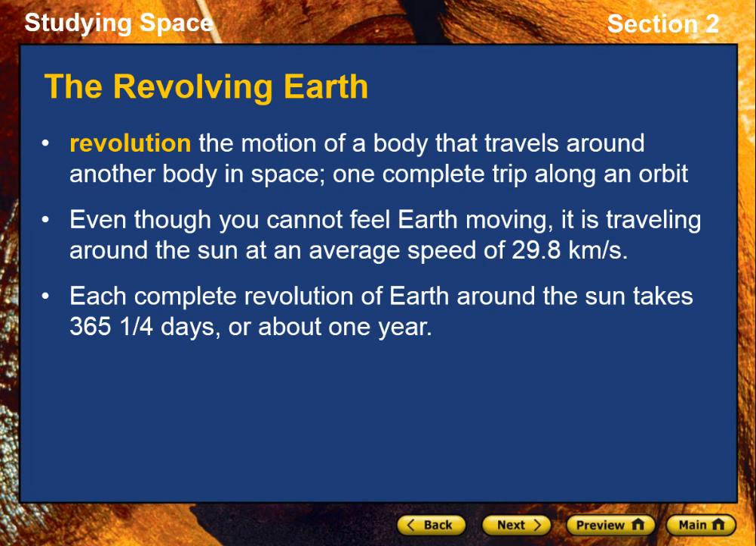The revolving Earth. As Earth spins on its axis, Earth also revolves around the Sun. Even though you cannot feel Earth moving, it is traveling around the Sun at an average speed of 29.8 kilometers per second. The motion of a body that travels around another body in space is called revolution. Each complete revolution of Earth around the Sun takes 365 1/4 days, or about 1 year.